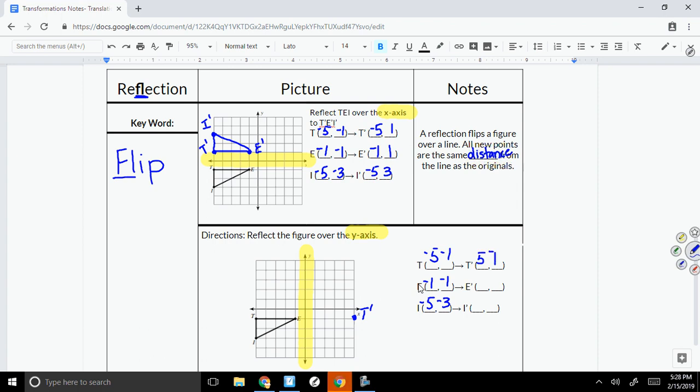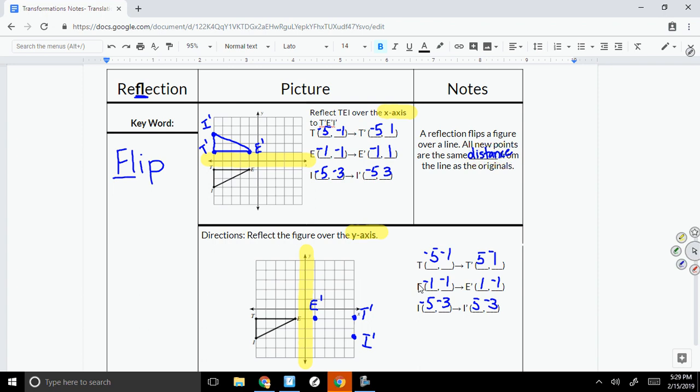Okay, let's look at E. Now, E is pretty close to the line still. It's only 1 space away, so E prime is also going to be 1 space away, at (1, -1). And then the last point, I prime, is going to be really far away from the line as well. I'm counting it. It looks like it's 5 away. So I prime is going to also be 5 spaces away from the line, at (5, -3).